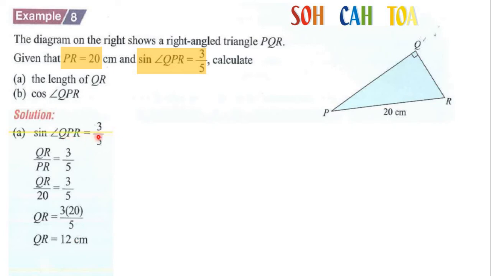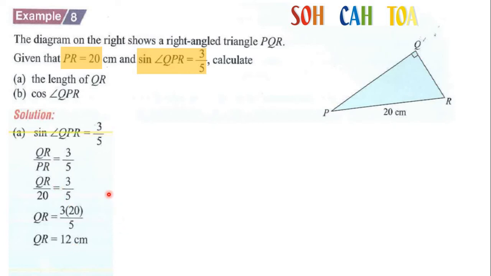This is how you get the length of QR. Sine QPR equals 3 over 5, and sine is opposite over hypotenuse. Then you know PR is 20. QR over 20 equals 3 over 5. Then cross multiply, you get 3 times 20 over 5. Then simplify, you get QR equals 12 centimeters.